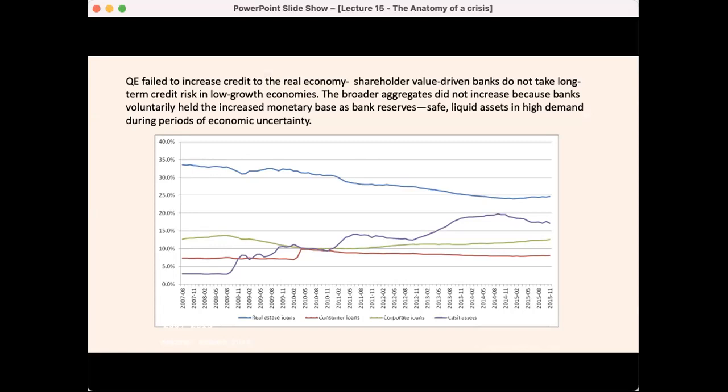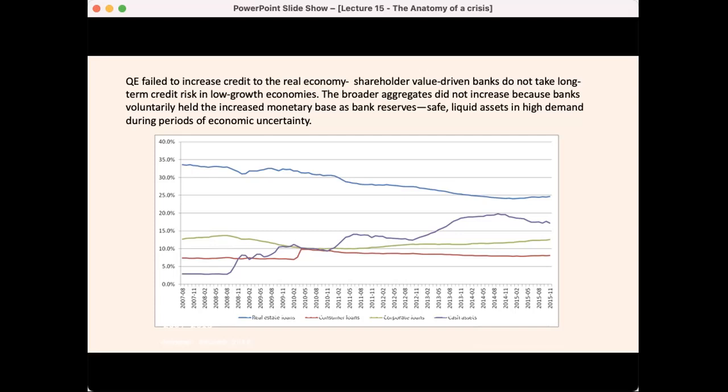And you can see that from the graph below, in that you've got real estate loans, which are the blue line at the top, which declines. You've got corporate loans, which is the green line, which is flat. And then you've got consumer loans, which is the red line, which is flat. Pretty boring graph, really, isn't it? The only thing that does grow is the purple line, which is the amount of cash that the banks are holding.